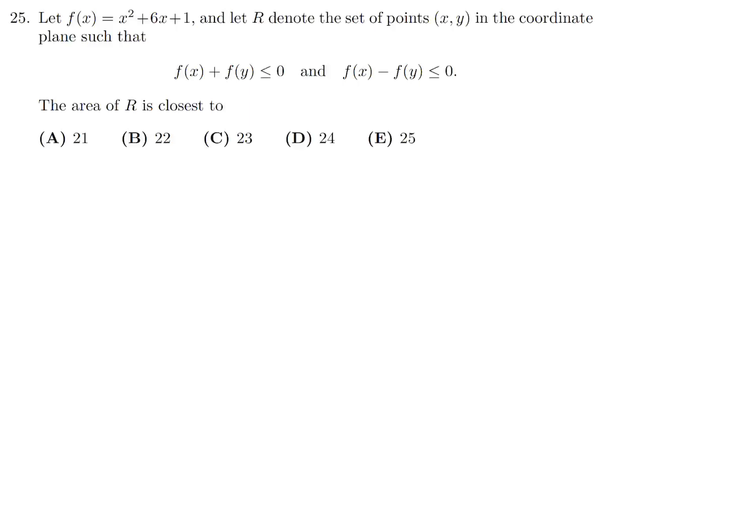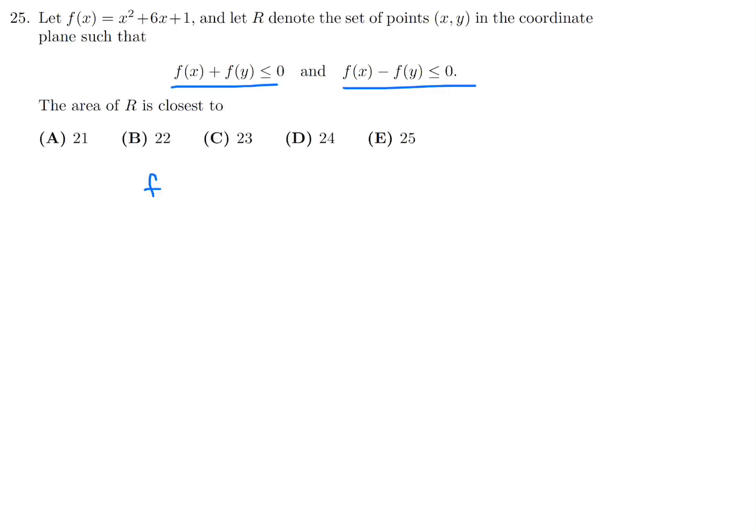Let f of x equal x squared plus 6x plus 1, and let R denote the set of the points x, y in the coordinate plane such that f of x plus f of y is less than or equal to 0, and f of x minus f of y is less than or equal to 0. The area of R is closest to. So let's work with these two.